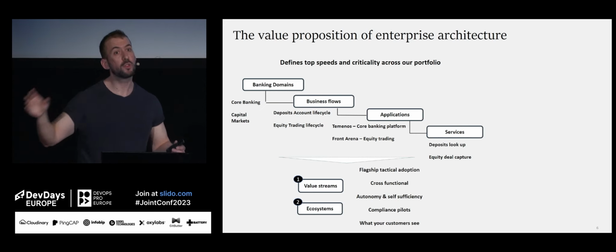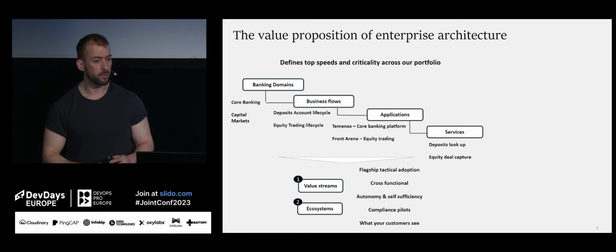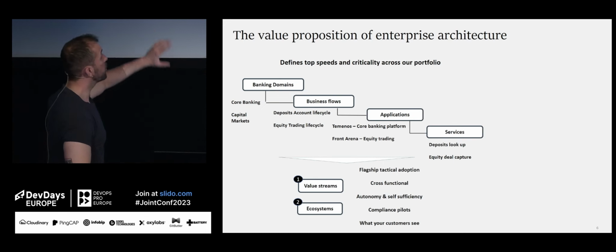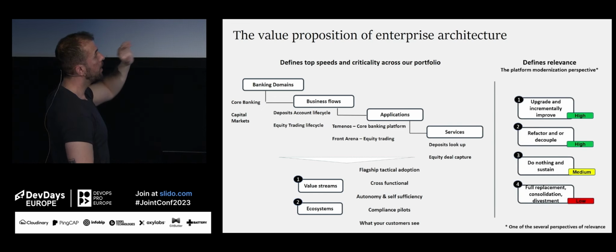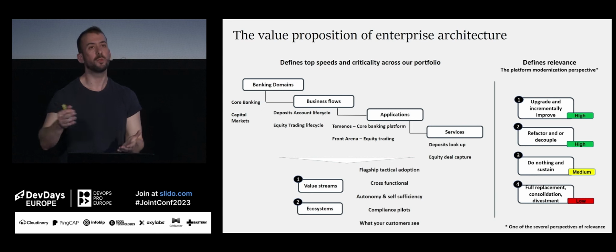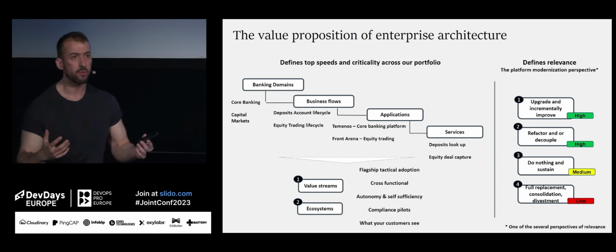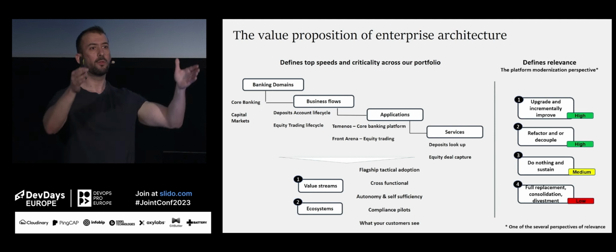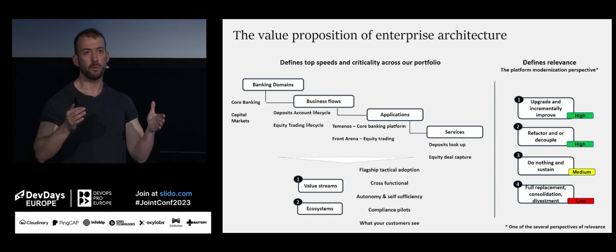So focusing on services that don't have a direct impact to the face of your client is not really a good approach. Now, we talked a little bit about speeds, and another aspect is relevance. And this is one of the many perspectives. So I'm bringing the platform modernization perspective here. So an enterprise architecture function looking into a DevOps operating model, we need to look at the portfolio, for instance, from a technological perspective, platform perspective.